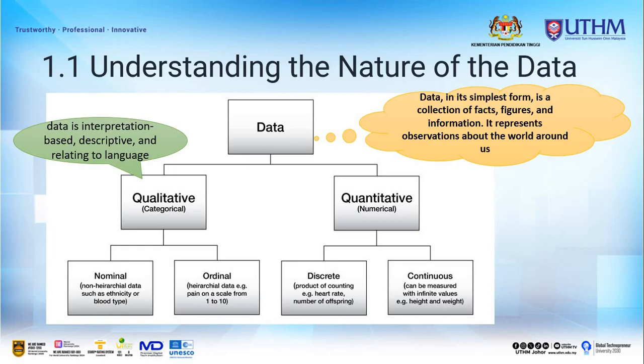So under qualitative, we have two subcategories called nominal and ordinal. Under nominal, it's non-hierarchical data such as ethnicity and blood type. Ordinal is hierarchical, which is the range from 1 to 10 for pain, comments, reviews, feedbacks, and all. On quantitative, also it's divided into two subcategories. Discrete is a product of counting, for example, heart rate, number of offspring, and continuous can be measured with infinite values like height, weight, and etc.